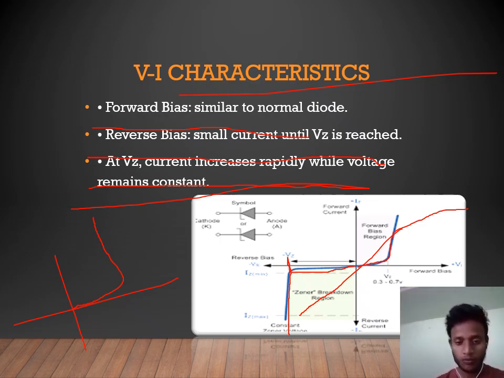What is it? Voltage remains constant at the voltage VZ. That means 2 to 200 volts, as your requirement, we can place it anywhere. And the voltage will remain constant. See, the voltage increases or not, but the current will increase on the y axis.